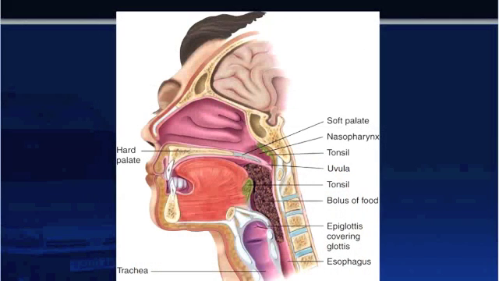You cannot swallow and breathe at the same time because the epiglottis, which is a flap of cartilage that kind of looks like a leaf, covers the trachea when you're eating and drinking, so that food and liquids do not enter the lungs. At least that's the goal.